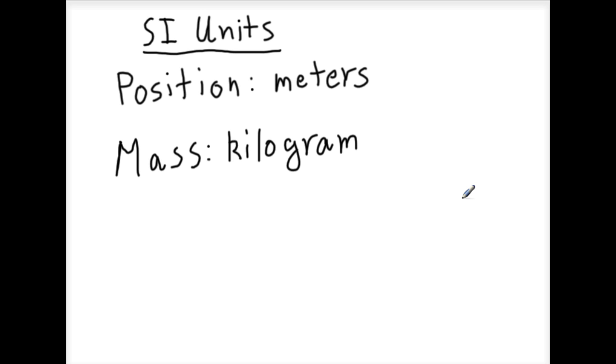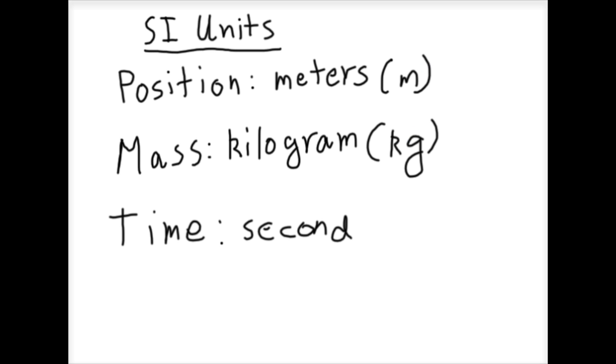When we discuss mass, our base unit is the kilogram. The abbreviation is kg. For time, our base unit is the second, and we just abbreviate it with a small s. These are not the only base SI units that exist. For example, Kelvin is used when talking about temperature, and amperes are used when talking about electric current, but we won't get there just yet.